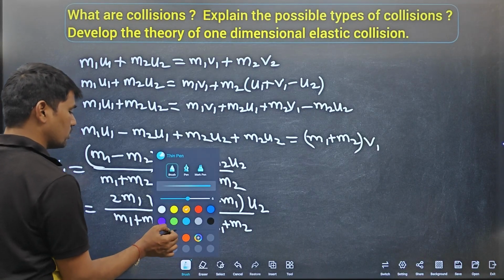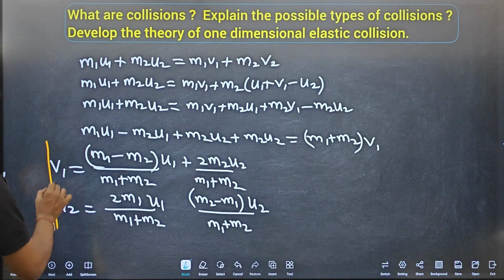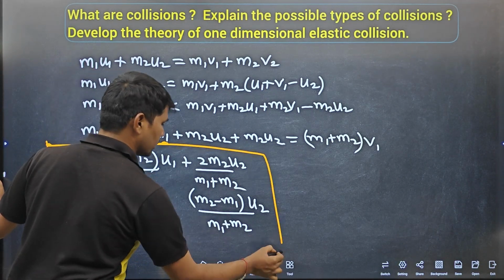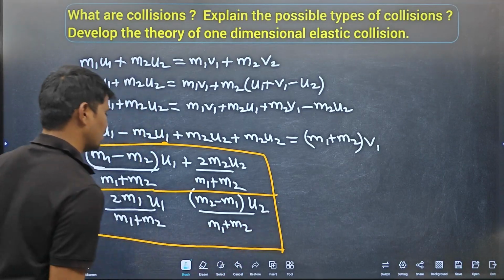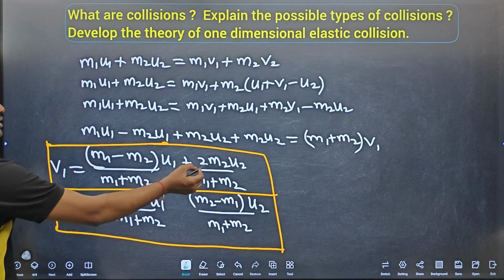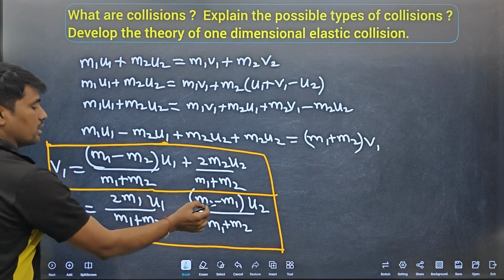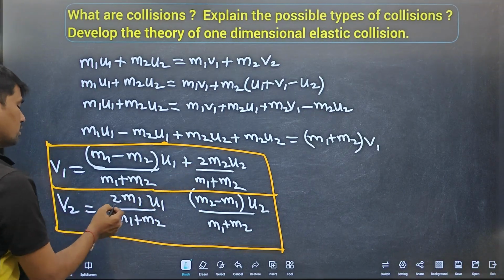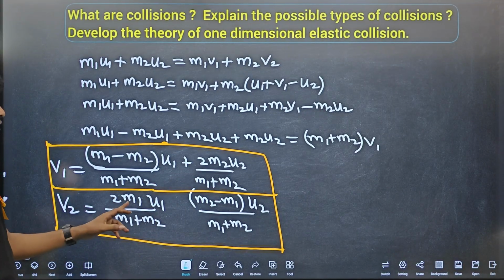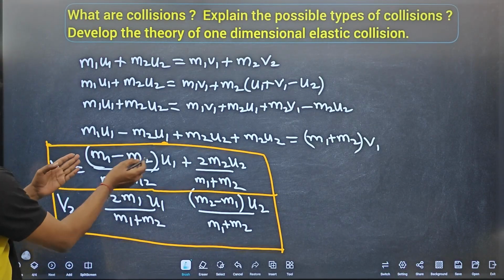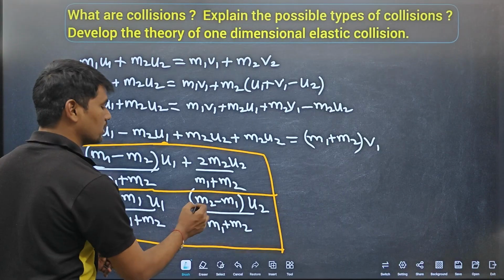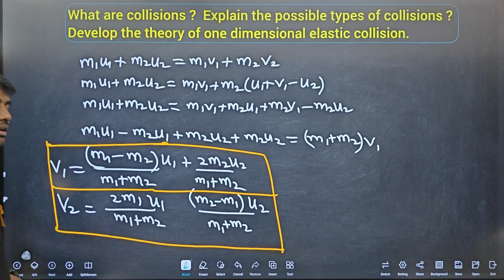I hope you understood, my dear students, how I am deriving this long question. Here, subtraction means difference. The 2 m2 becomes 2 m1, why? Because it is in the u1 place, that's why you get 2 m1. Here this is the u2 place, 2 m2. This is the u1 place, that's why m1 minus m2. This is the u2 place, m2 minus m1. I hope you understood the long question, the 8 marks question.